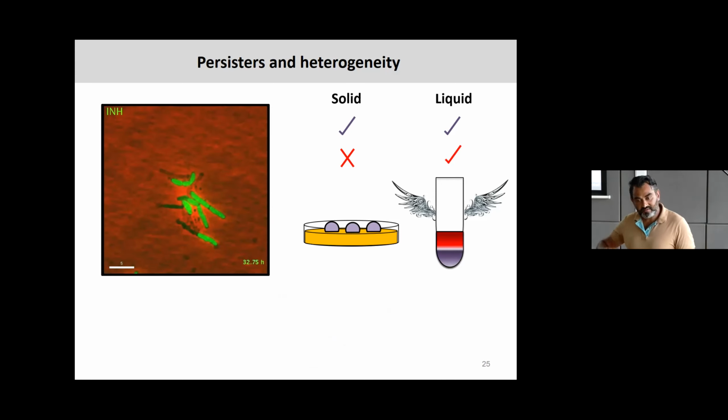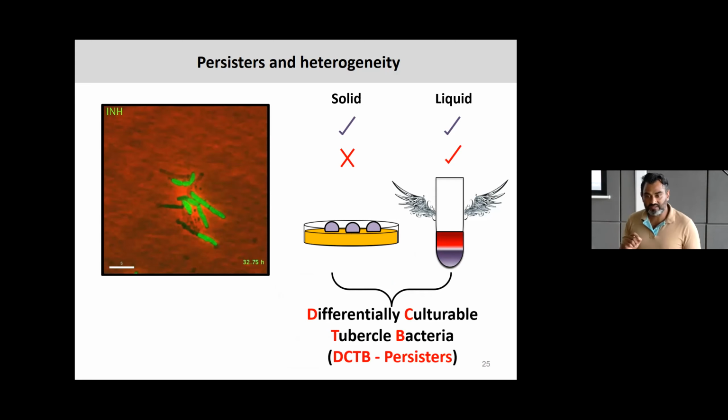And so these bacteria that require long-term treatment, they actually have this thing that we call differential culturability, or DCTB. They're persistent, right? They don't have equivalent culturability, so they don't grow as well on solid and liquid. They only grow in liquid media, and they grow when you give them something to grow, right?